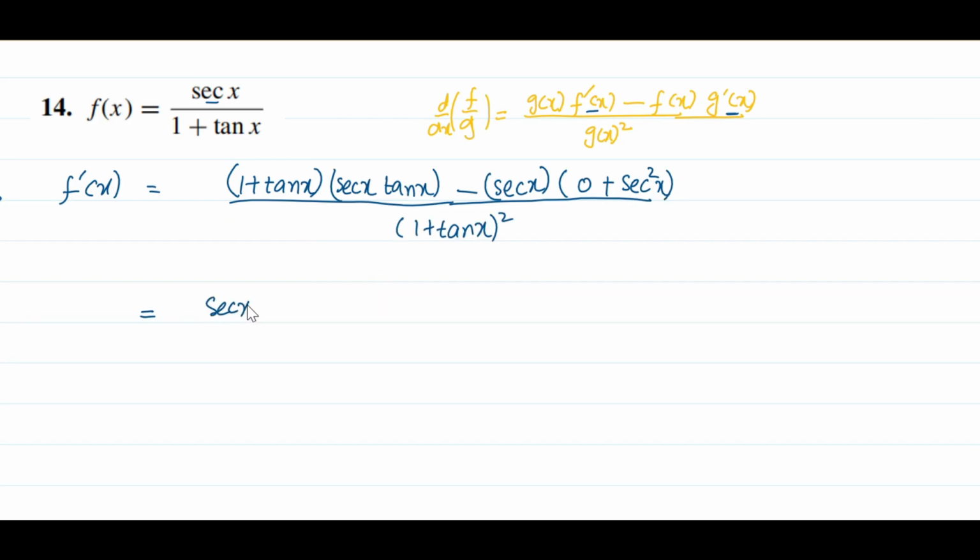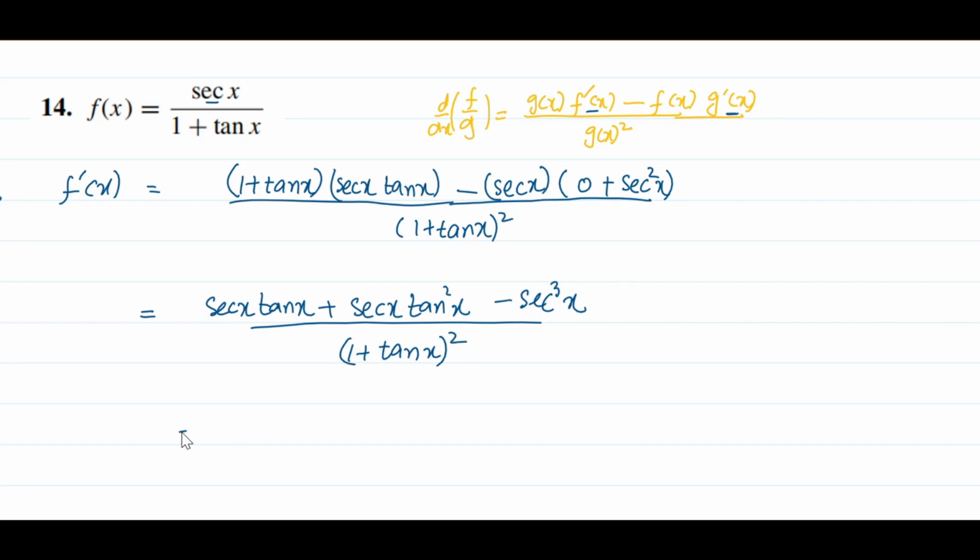Now we need to simplify. When we simplify, we get secant x tan x plus secant x tan square x minus secant cube x. And if you notice, we can take secant x common from the numerator term.